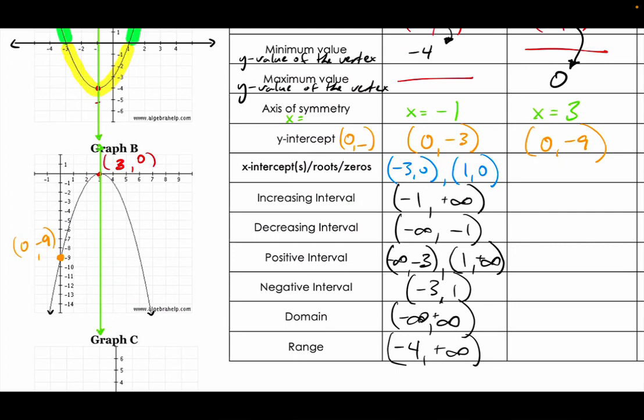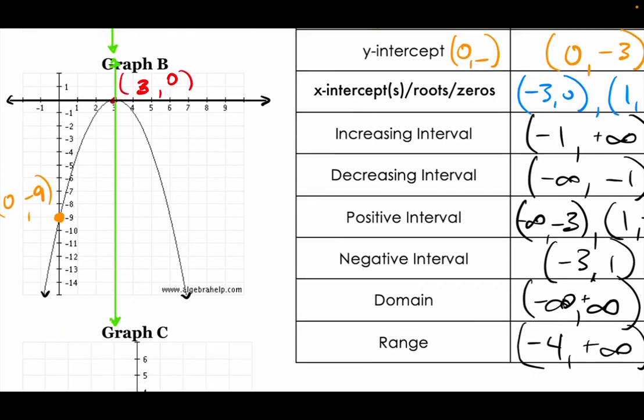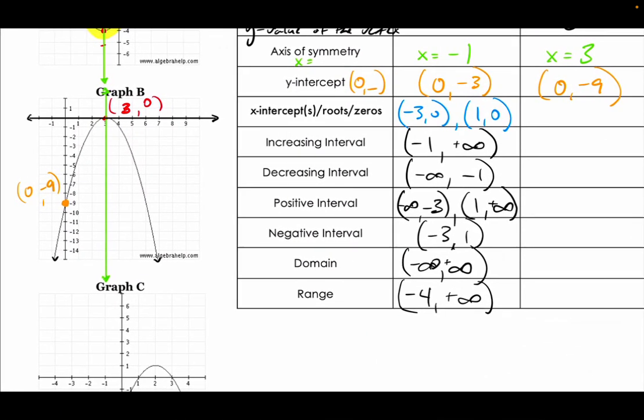Where does it touch or cross the x-axis? So it's not going to cross the x-axis, right? Remember, the x-axis is right here. So it's not going to cross it, but it will touch. Where does it touch the x-axis? 3, 0, right? So can the vertex and the x-intercept be the same? Yeah. They can share. 3, 0. It's okay.